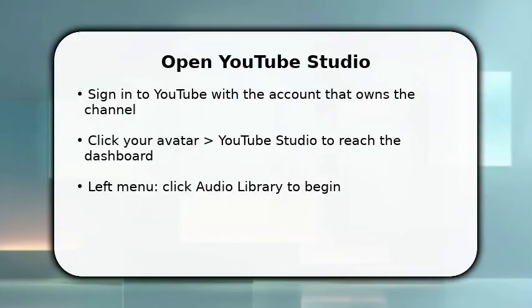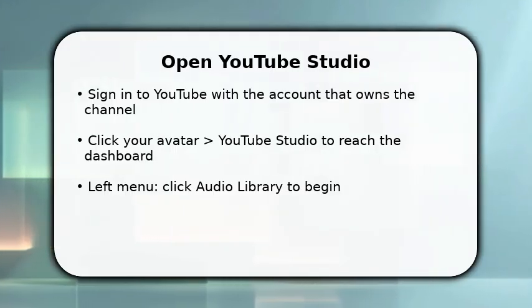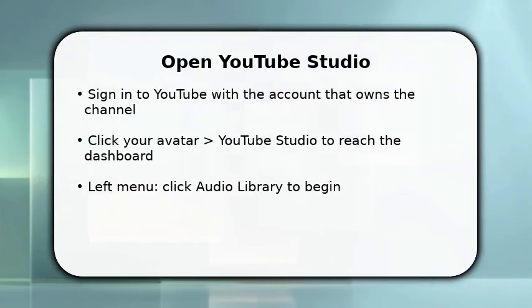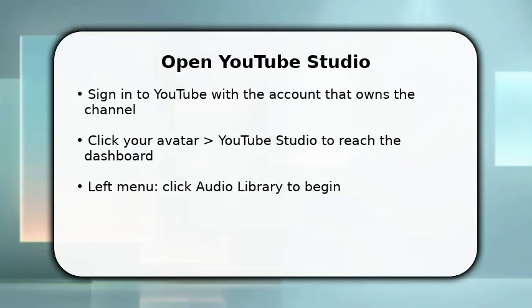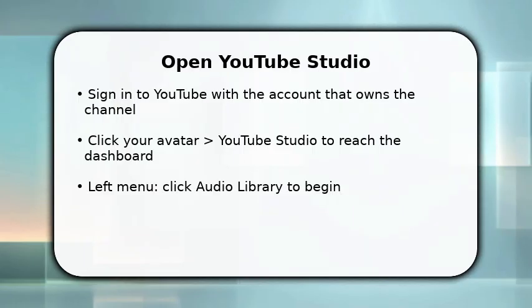You start by signing into the channel that will use the tracks. This ensures correct licensing and download access. Once signed in, click your avatar in the top right and choose YouTube Studio to open the Creator dashboard. From the dashboard, move straight to the left-hand menu and click Audio Library. This takes you into the library interface where you can search, preview, and download.